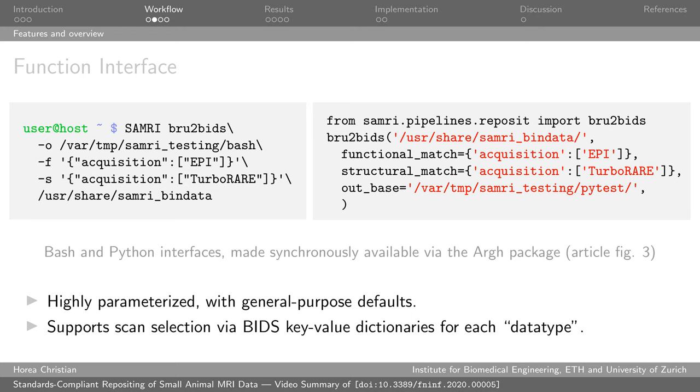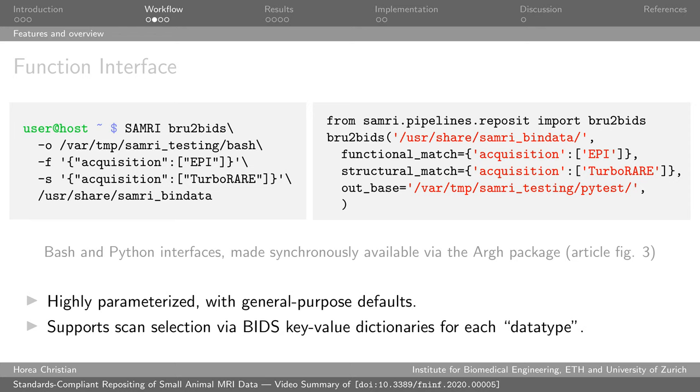The function interface, so in order to use this block, which we have looked at previously, is available in two languages, either Bash or Python. Both of these interfaces are made available synchronously via the argh package, which automatically creates command line, so Bash bindings from Python functions. And you can see here, they have a similar parameter structure, and they actually have a lot more parameters than you can see in this image. This just gives you a minimal set for a basic selection.